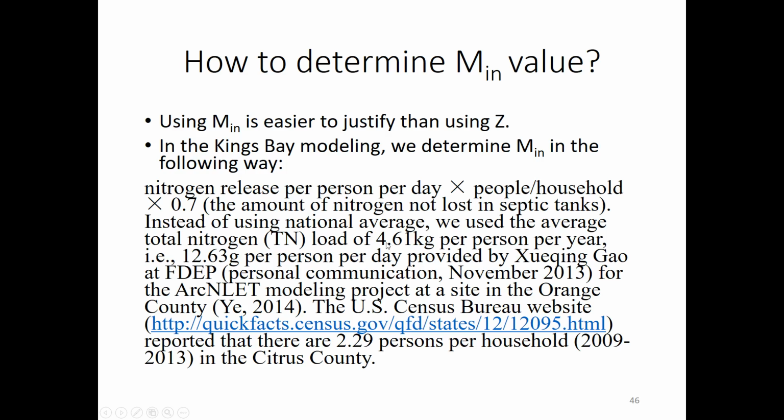So this is 4.61 kilogram per person per year, and you convert it to per day. And then you have a number of people. Say for the Kings Bay, it's 2.29 persons per household for Citrus County, where the Kings Bay area is located. So you can do that to get mean, and you can use it in ArcNLET, and ArcNLET is gonna calculate Z automatically.